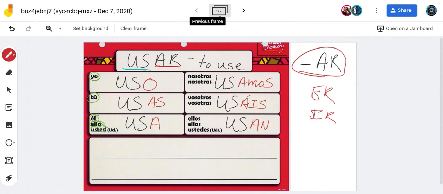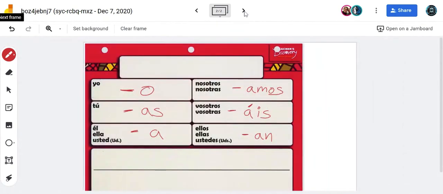Okay? Now, let's pretend that we used a different word here. We had a different verb that we were going to work with. Maybe one like hablar. What would we do if we wanted to find out how to say you talk? Because that's what hablar means, right? To talk.